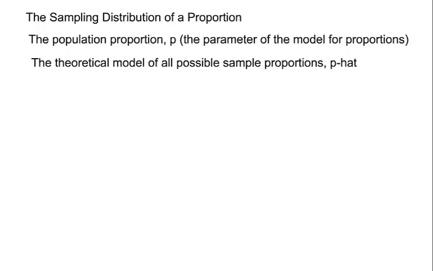The theoretical model of all possible sample proportions is given by the symbol p hat. You might see it written as p dash hat, or you may see a symbol that looks like this.